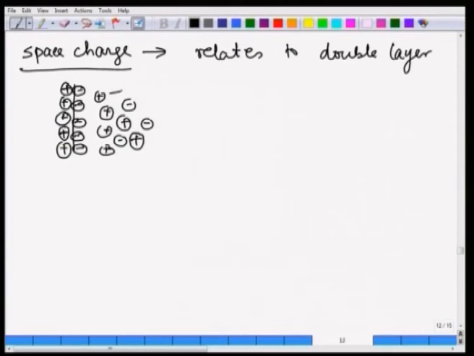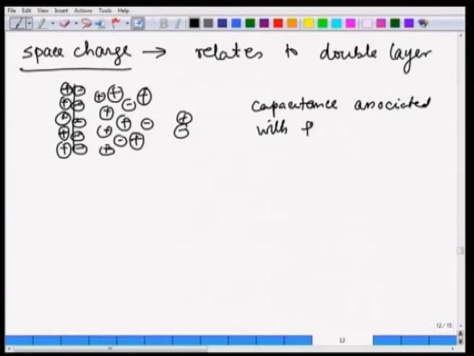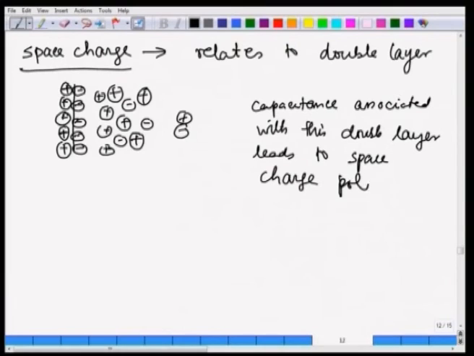But there is a net positive charge. Ultimately, far away, the number of negative and positive charges become the same. So what you get is a net charge region here, and there is a capacitance associated with this double layer, which leads to, or is related to, space charge polarization. So, these are the various mechanisms which operate.